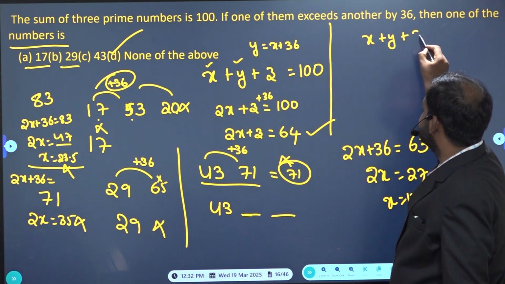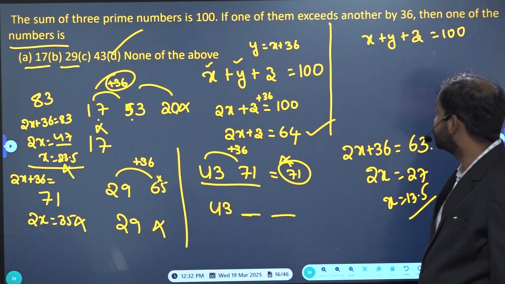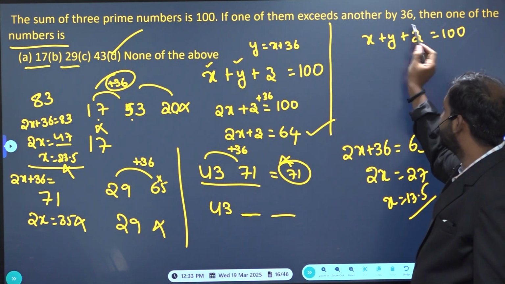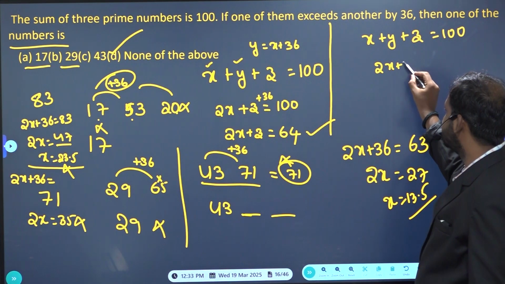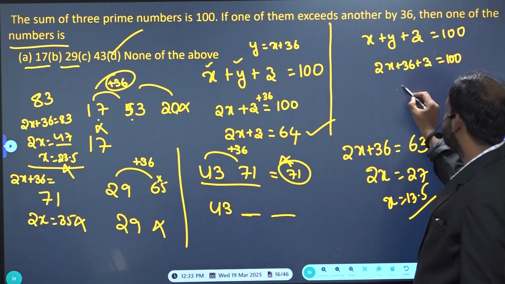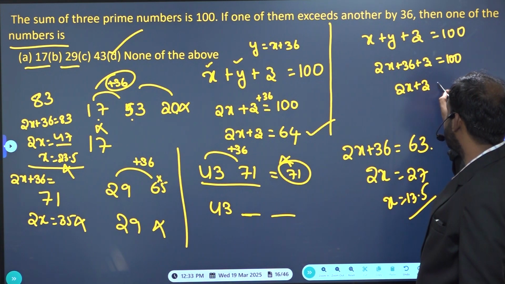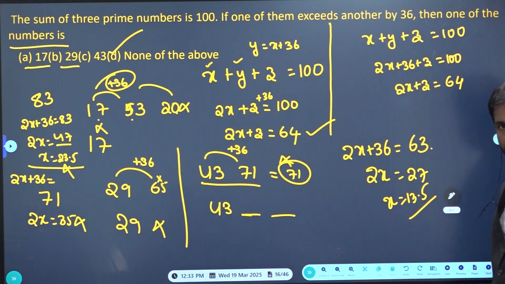x plus y plus z is equal to 100. So I will think that one number is x. So 2x plus 36 plus z is equal to 100. So 2x plus z is equal to 64.